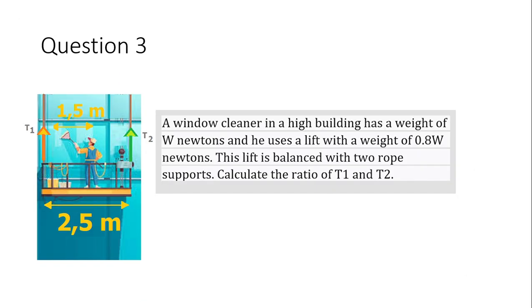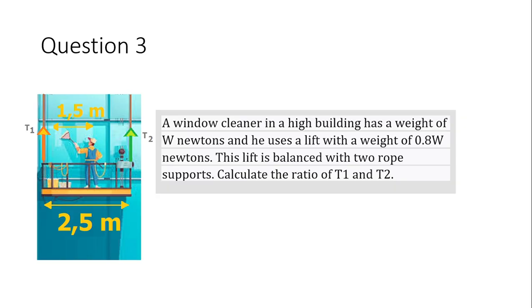Question number 3. A window cleaner in a high building has a weight of W Newton and he uses a lift with a weight of 0.8 W Newton. So we have two objects, the person and the lift. This lift is balanced with two rope supports. You calculate the ratio between the two rope supports, the rope tension 1 and the rope tension 2.